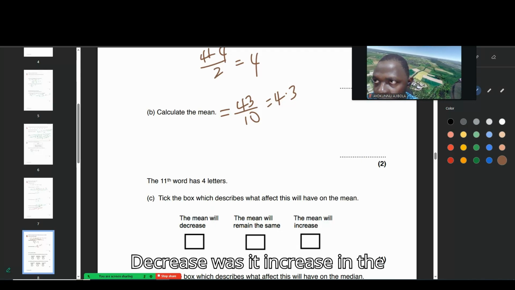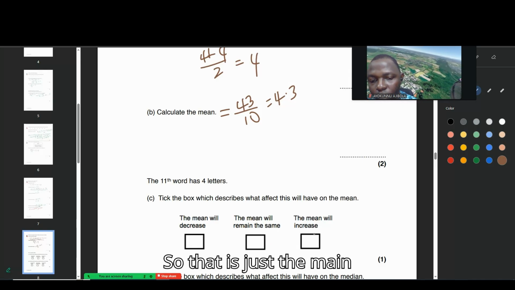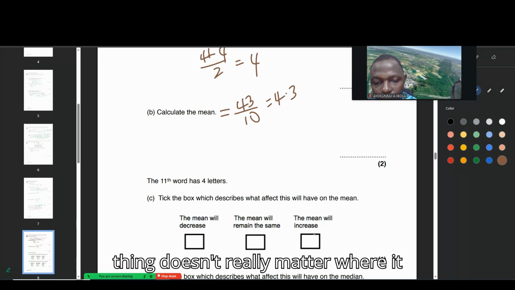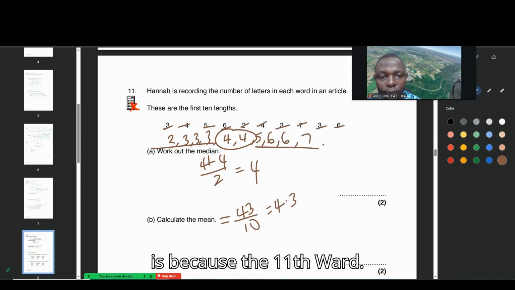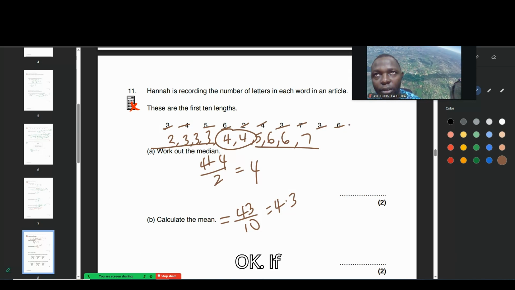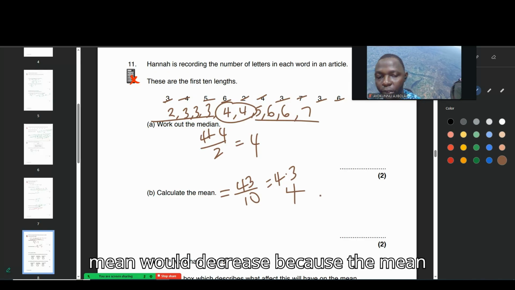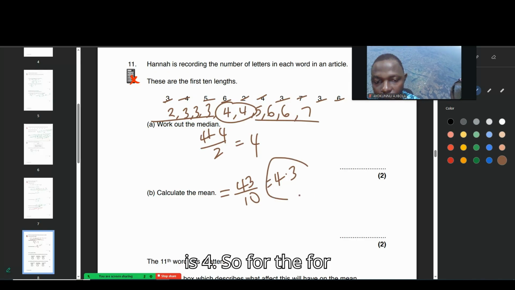Will it increase? If the total increases, the mean will increase. So that is just the main thing. It doesn't really matter where it is because the 11th word is not part of the list. If the 11th word has 4, the mean will decrease because the mean is 4.